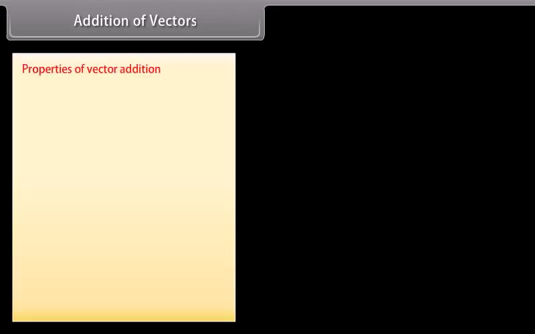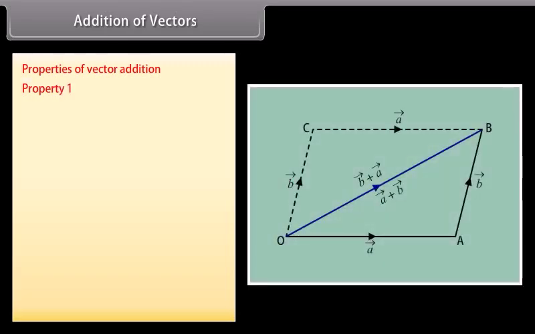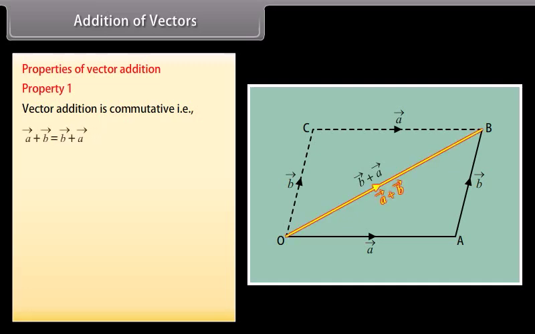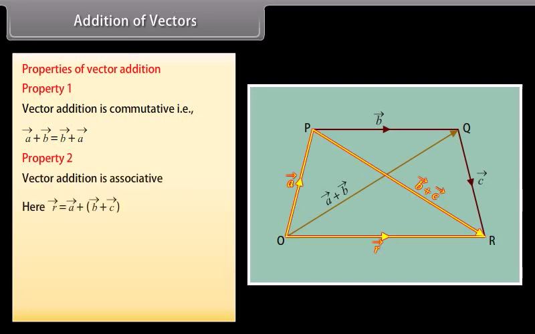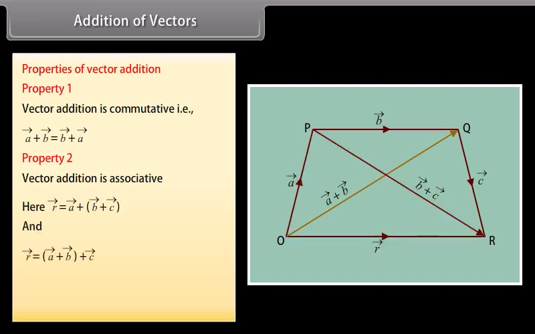Addition of vectors. Properties of vector addition. Property 1. Vector addition is commutative. That is, vector A plus vector B equals vector B plus vector A. Property 2. Vector addition is associative. Here vector R is equal to vector A plus vector B plus vector C, and vector R is equal to vector A plus vector B plus vector C. Hence, vector A plus (vector B plus vector C) is equal to (vector A plus vector B) plus vector C.